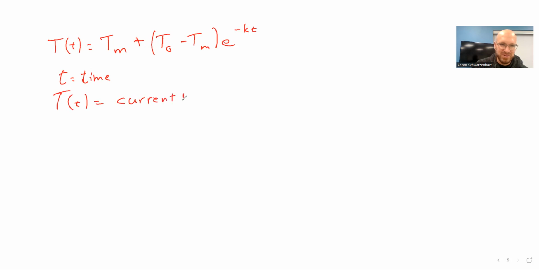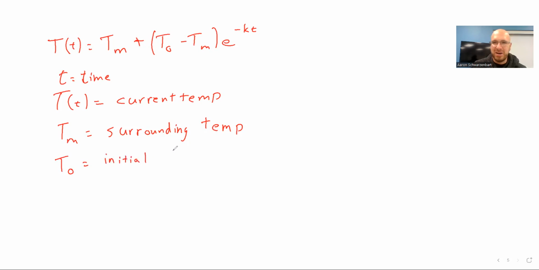That's current temp. So capital T is current temp. Tm is surrounding temperature. So if you put them in a room, that's the room temperature. Clearly the cookies are going to cool faster outside on a winter day. T0 is initial temp. So this is the temperature of the cookies, say, when they come out of the oven.